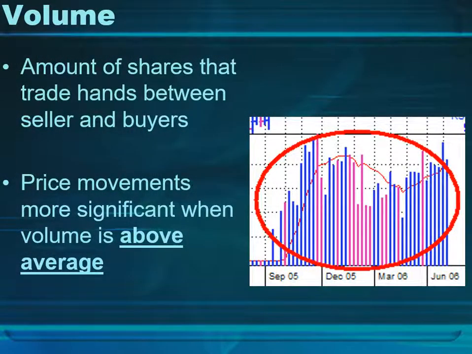Now volume. What is volume actually? The volume we use in trading is the amount of shares that change hands between sellers and buyers. Now, price movement is more significant when volume is above average. Now what is that price movement? If the volume is below average, then maybe the price movement is not too significant, but when the volume is more, then the price movement is more significant.